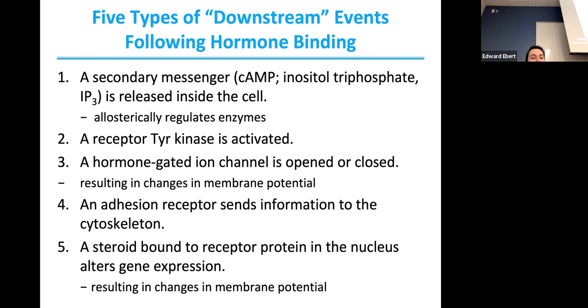Yeah. And that may be more for this last one. Our steroid hormones bind to a receptor protein in the nucleus and alter gene expression. So that's certainly going to be affecting puberty as well. But we can also have our adhesion receptors that affect the cytoskeleton too. And this is almost a review of our signal transfer from chapter 11 or 12. I can't remember which one exactly.